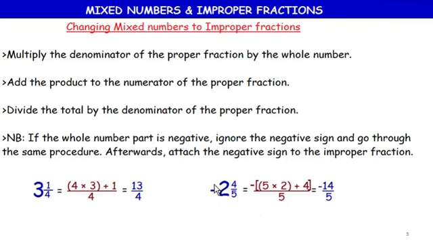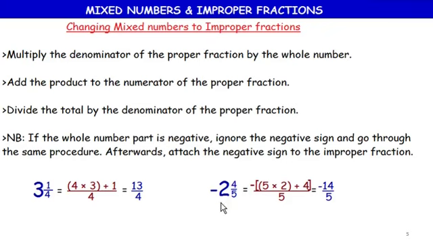Now you are going to forget about this negative sign, right? You treat the whole number as a positive whole number, and then you go through the same process. So you multiply 5 by 2, not negative 2. So 5 times 2 is what? It is 10. Then you add the 10 to the 4, giving you 14. Then you divide it by the denominator, which is 5. So the answer is going to be 14 over 5.